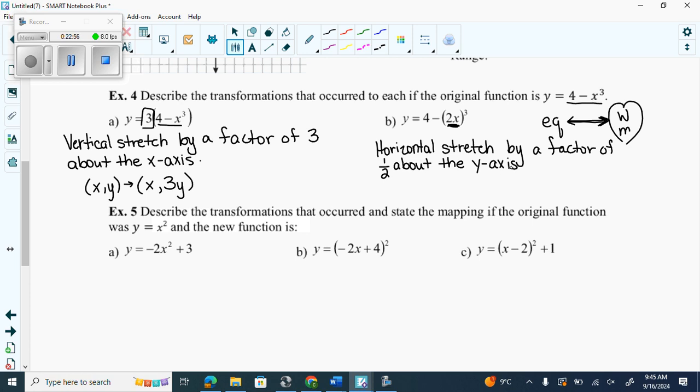I'm going from equation to words. This is an equation, so it's going to flip. Now I'm going from words to mapping. So what does that half do? It stays a half, because if I'm going from words to mapping, which is what I'm doing currently, whatever the number is in words stays the same. So I'm going to get (x, y) becomes (1/2 x, y). Only affected by x's.